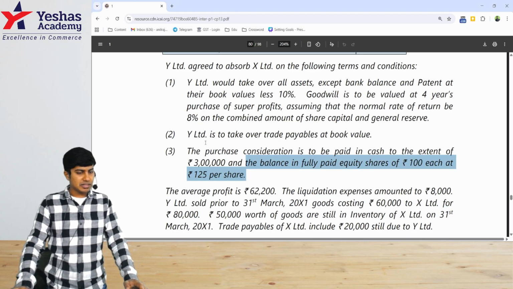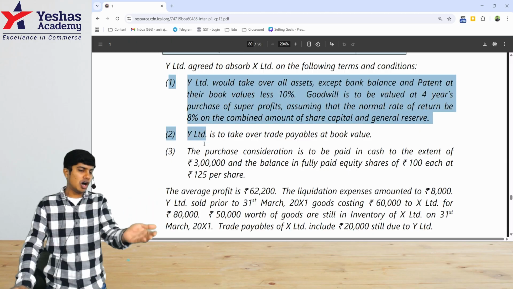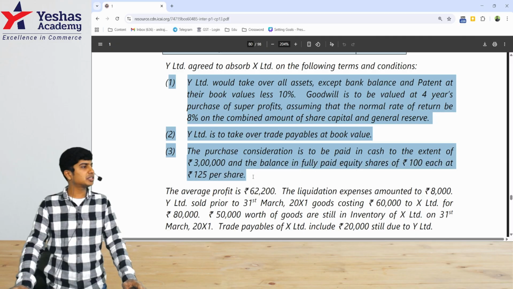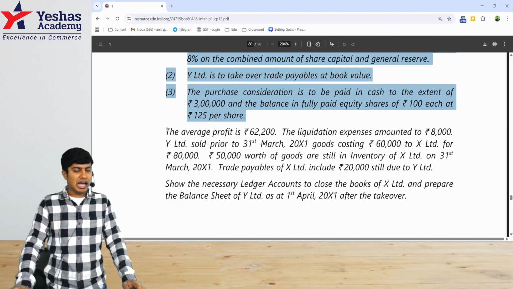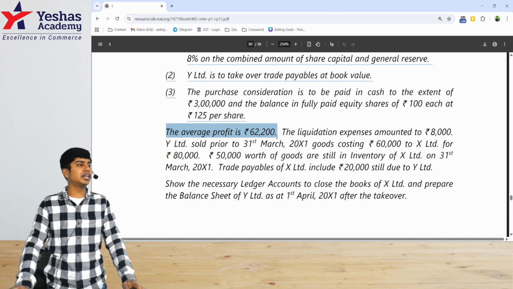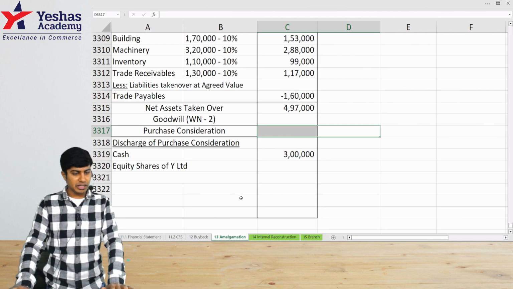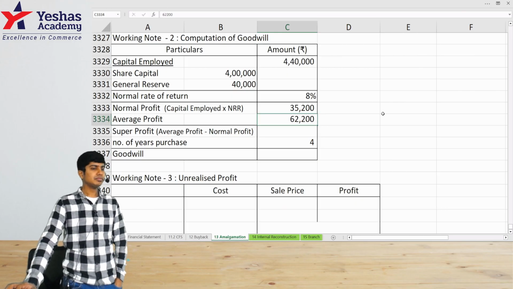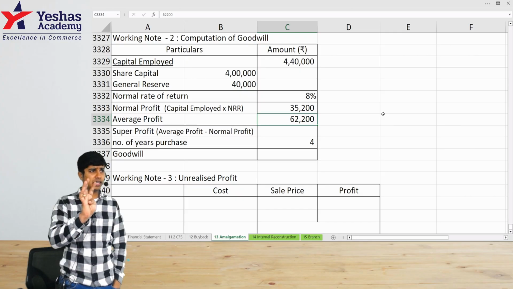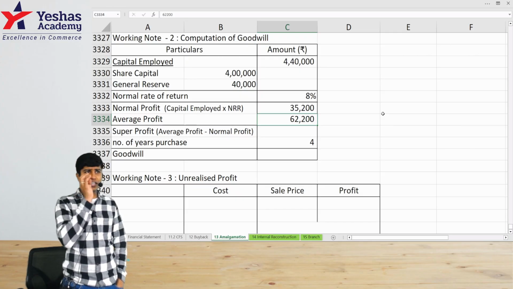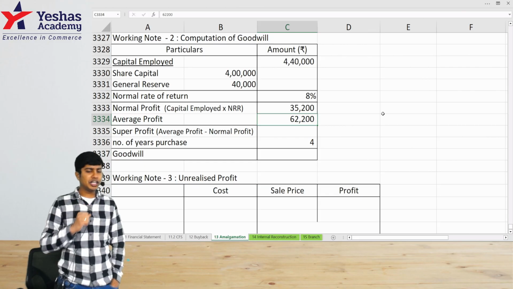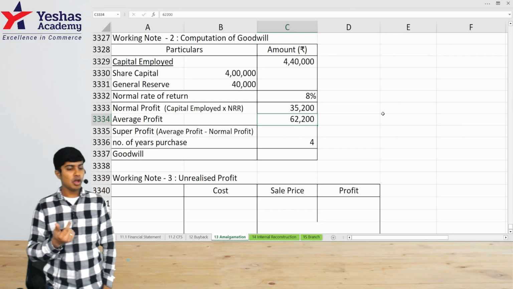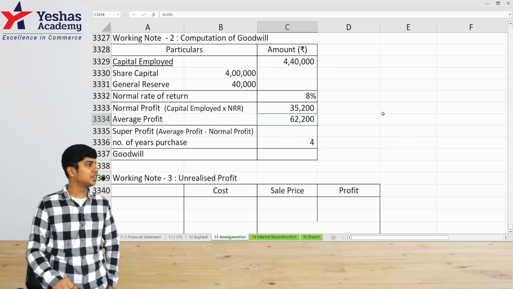Next, basically, I'm trying to do the question in the order of the data given so that nothing will be missed. Have we finished 1, 2, 3 adjustments? Read this. Average profit is 62,200. Take here in our goodwill computation, average profit 62,200. Capital employed 4 lakh 40. Normal rate of return 8%. 4 lakh 40 into 8%, 35,200. This will become our normal profit. On an average, we earn profit of 62,200.